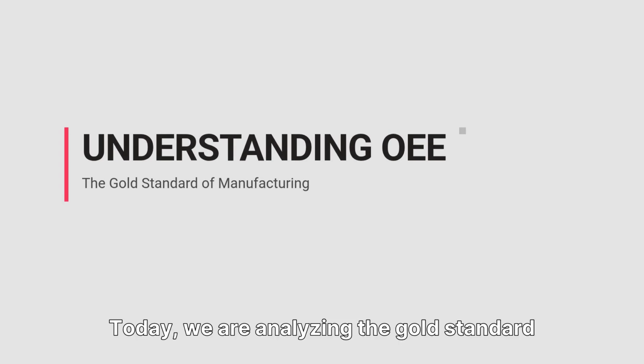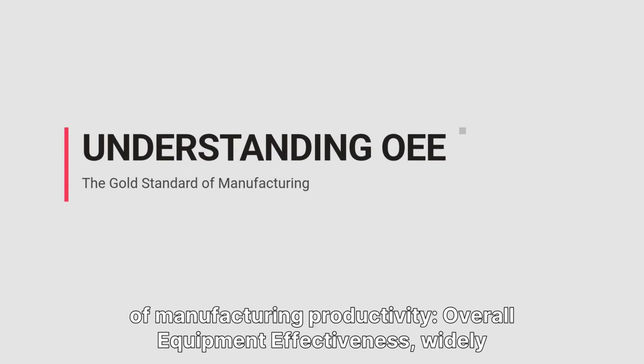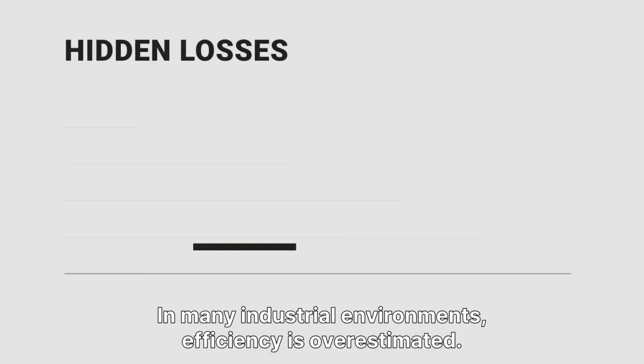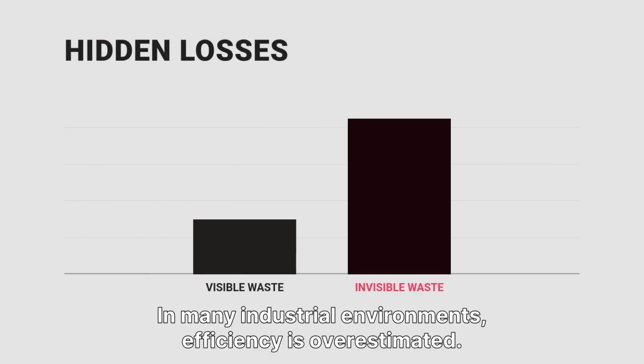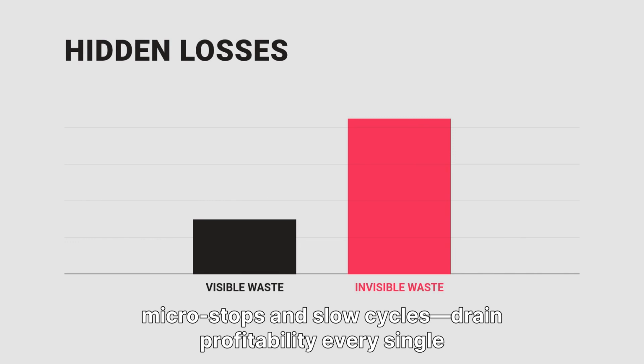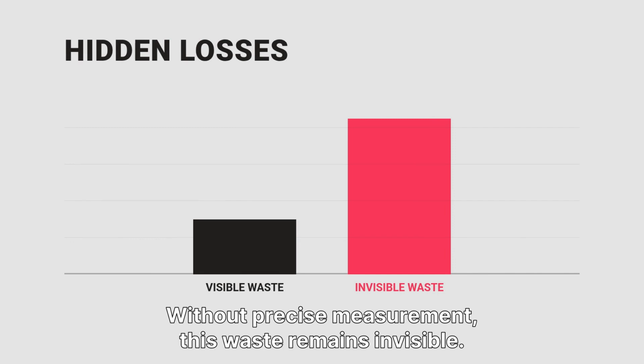Today, we are analyzing the gold standard of manufacturing productivity, overall equipment effectiveness, widely known as OEE. In many industrial environments, efficiency is overestimated. The reality is that hidden losses, such as microstops and slow cycles, drain profitability every single hour. Without precise measurement, this waste remains invisible.